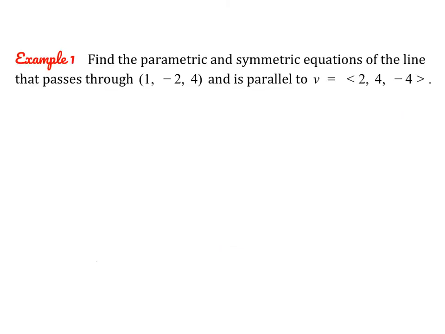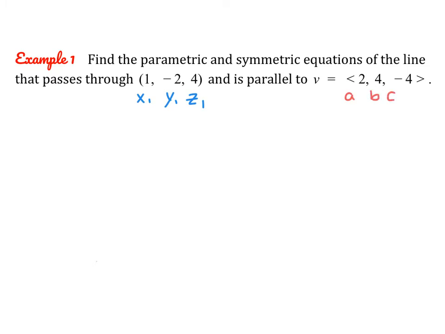Okay, let's give this one a try. Here we want the parametric and symmetric equations of the line that passes through the point (1, -2, 4). So this is just going to be x1, y1, and z1, and is parallel to this vector v. Well, that is going to be our a, b, and c values.